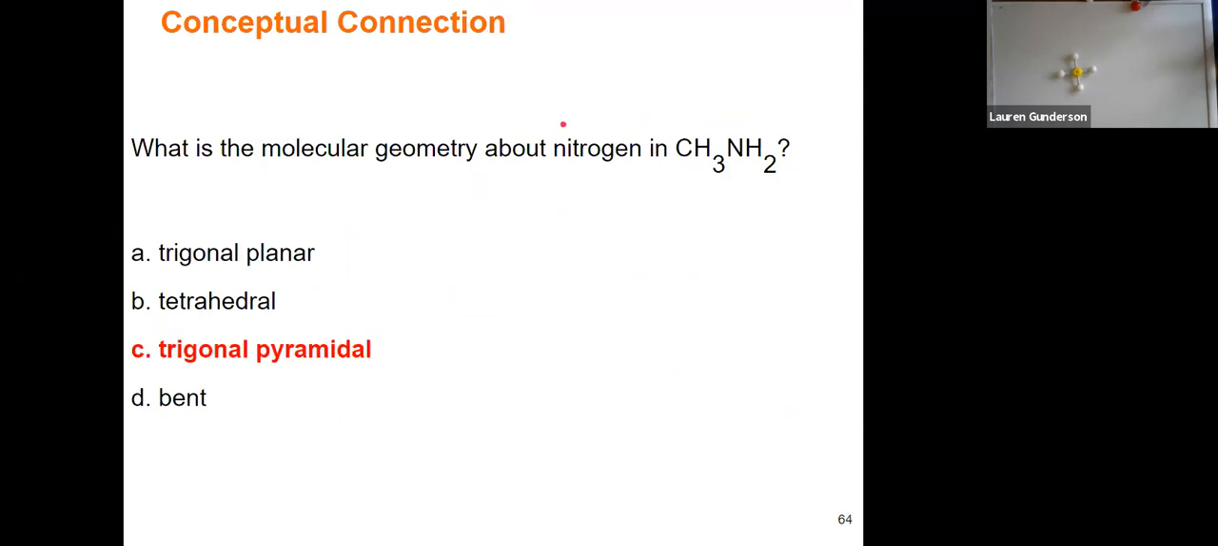Okay, and that is a trigonal pyramidal shape around the nitrogen. And see how it's specified here. It said, what's the molecular geometry about nitrogen? Okay, it didn't say around this whole molecule. It said, tell me the molecular geometry of nitrogen here.